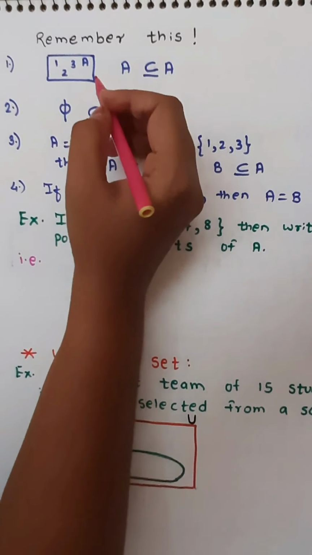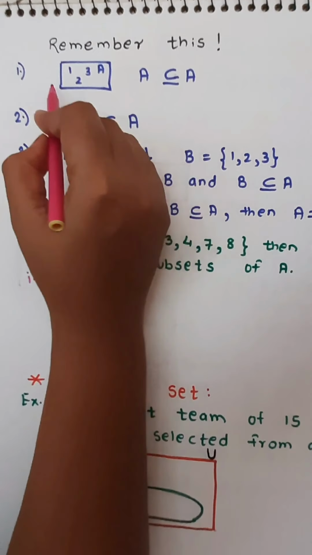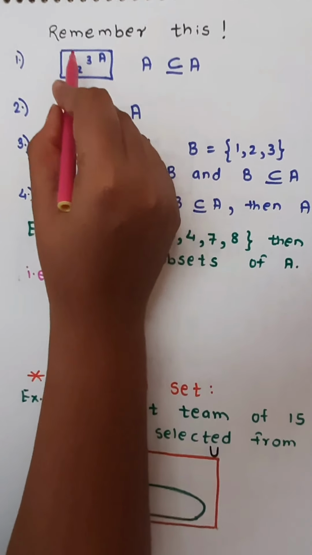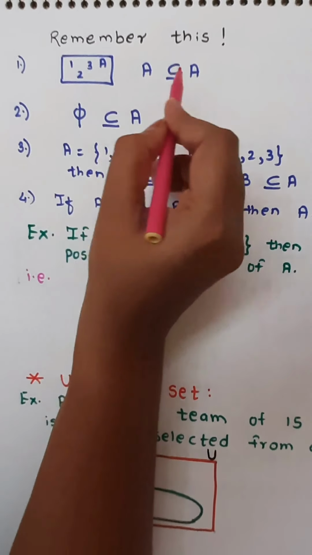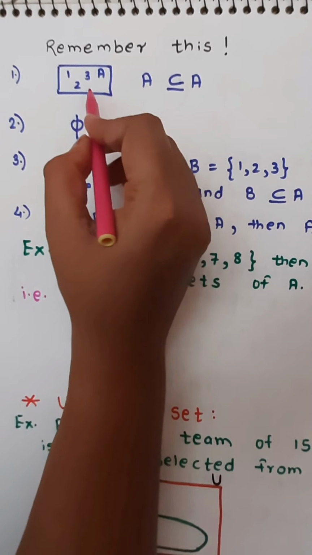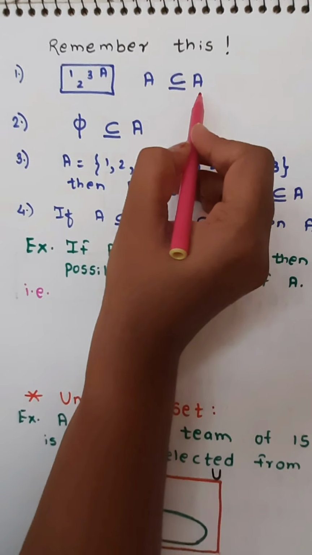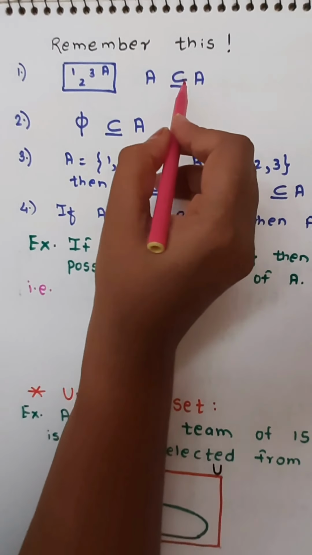Okay, remember some rules related to that. So if A is a given set like this, it's a Venn diagram, and the elements, if you see 1, 2, 3, any set is always a subset of itself. So in the Venn diagram, I can say A is a subset of A. Every set is a subset of itself.